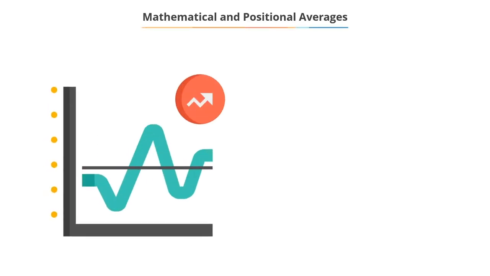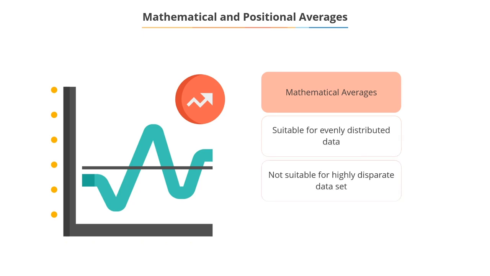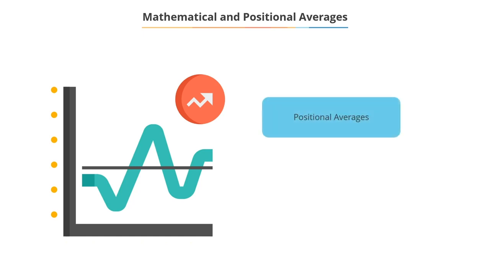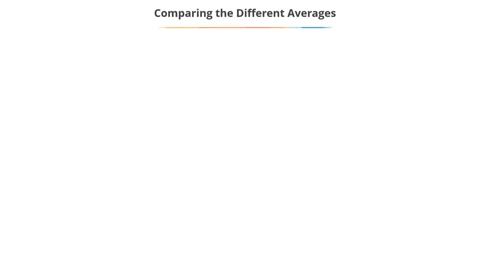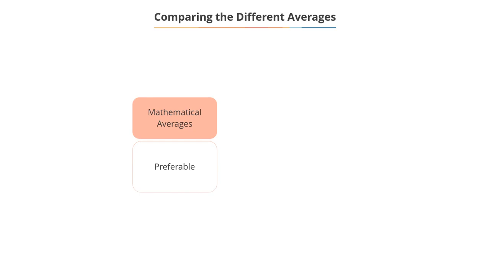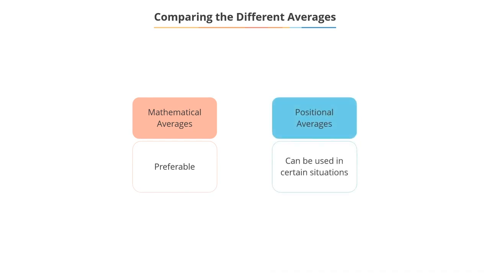Mathematical averages work best when you have evenly distributed data. However, if you have a few highly disparate values in the data set, the mathematical average might not be a true representation of the data set. The positional average comes into play in such skewed data sets. Although mathematical averages are preferable, there are certain situations where positional averages can be used, like in the example of height that we just saw.